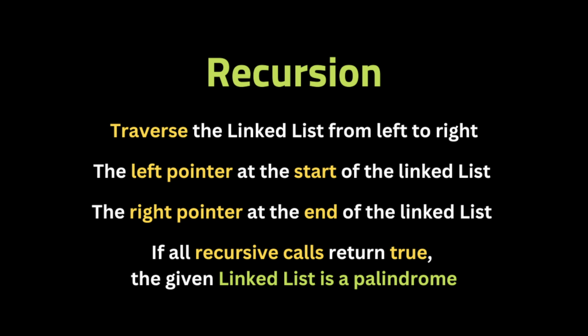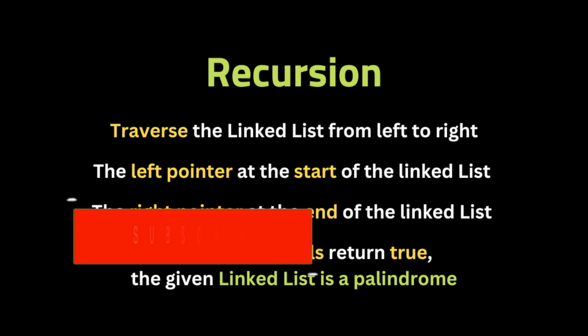So we start by looping over the linked list from the start to the end. Once we reach the end of the linked list, we will have two pointers, the left pointer at the start of the linked list and the right pointer at the end of the linked list. Then we compare the values of the two pointers. If both have the same value, we return true as a result for the last call in the stack, and we move the left pointer to the next node.